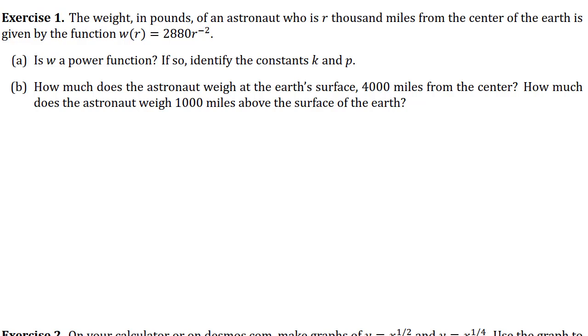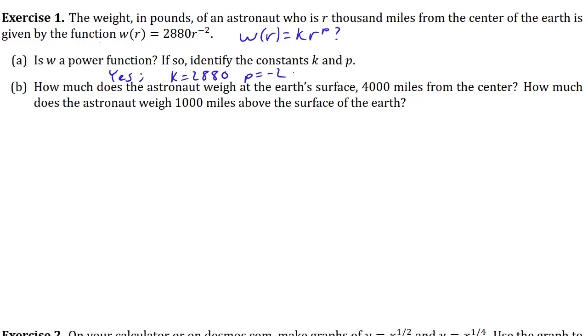We've got the weight in pounds of an astronaut who is r thousand miles from the center of the Earth, given by this function here. The first question is, is this function a power function? In other words, can it be written as W of r equals k times r to the power p? And yes, you can. It is written like that with k equals 2,880 and p is -2, so that's a power function.